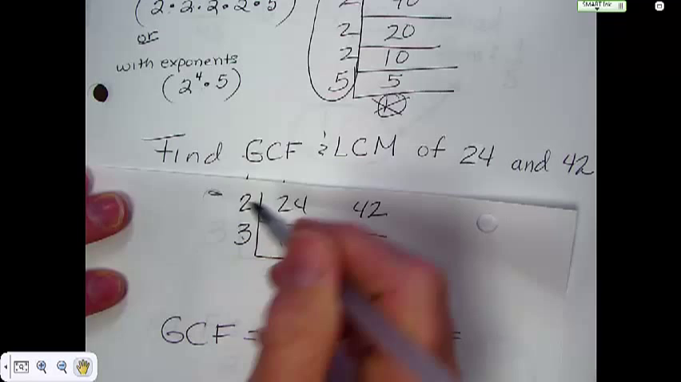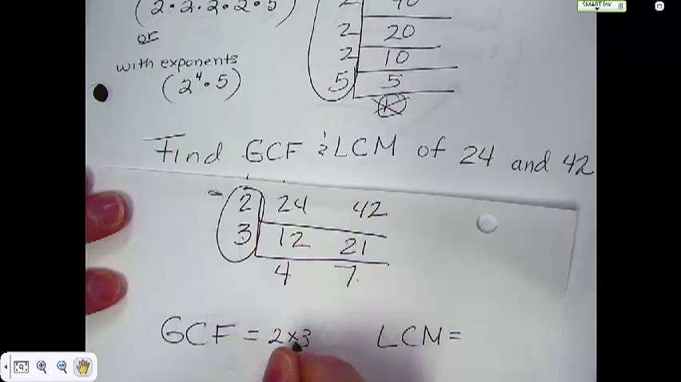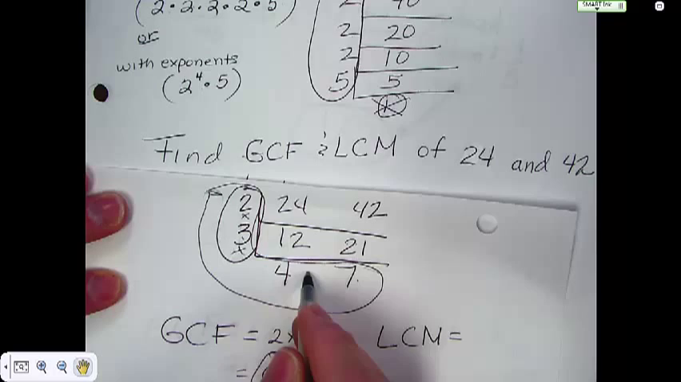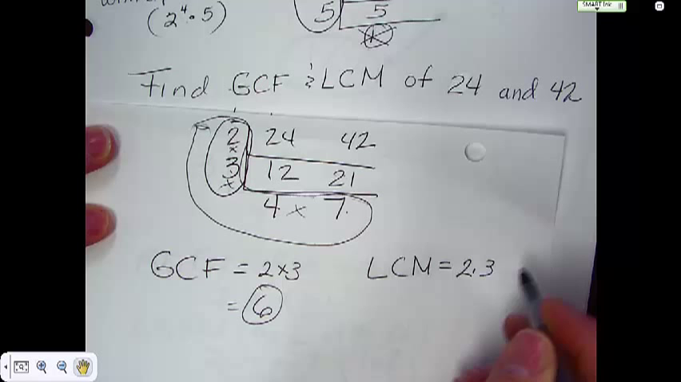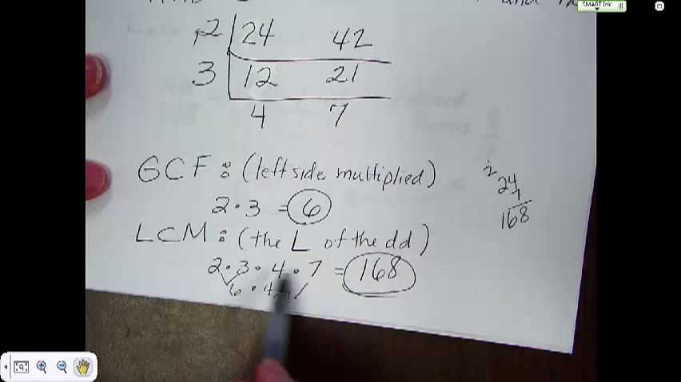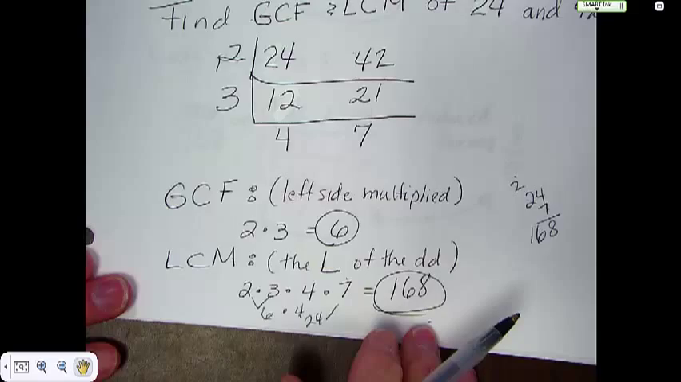GCF on the left. 2 times 3, GCF is 6. LCM, find the L. So it's 2 times 3 times 4 times 7. Okay? And there we go. When we do the multiplication, 2 times 3 is 6, times 4 is 24, times 7 is 168. And look at how easy that was. There wasn't very much work involved at all, was there?